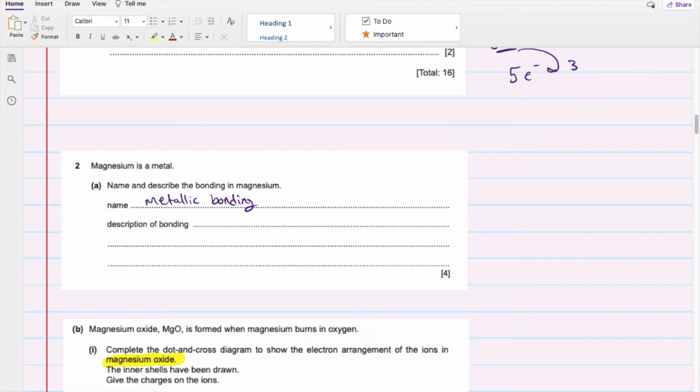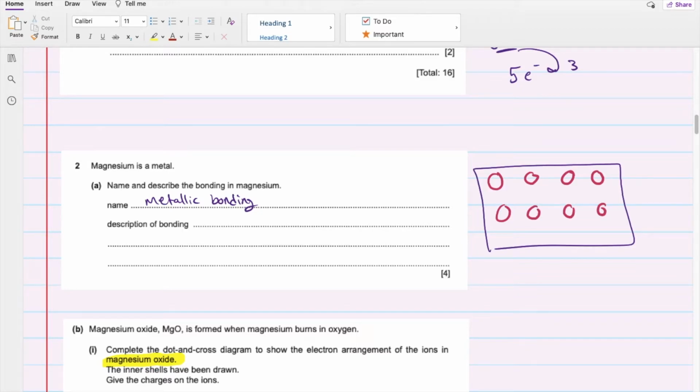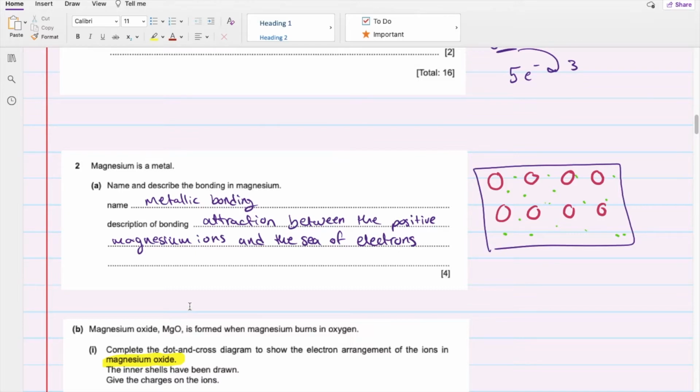So we have a metal sheet. We have magnesium ions, these circles, they're right here. These are the positive magnesium ions. And then you have the electrons just all around. And we consider that a sea of electrons. Okay, so let's describe it. There's an attraction, so you can say attraction or force of attraction between the positive magnesium ions and the sea of electrons. Okay, so that is part A of question 2.